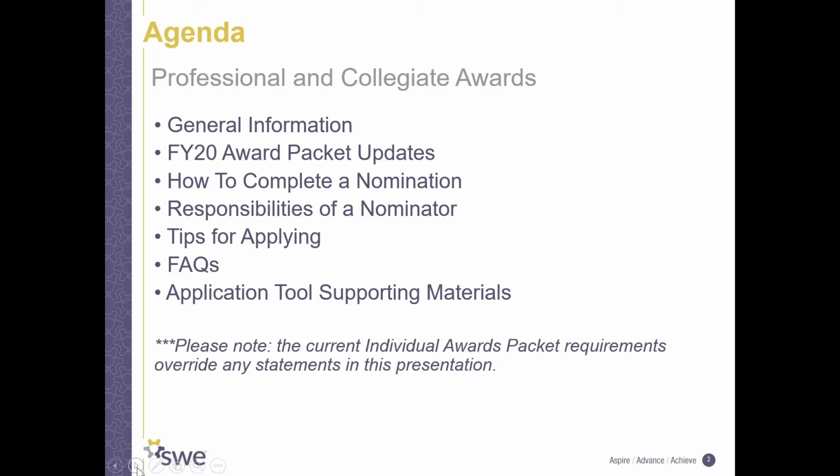We're going to talk about some general information for collegiate and professional awards, some awards packet updates for FY20, how to complete a nomination, the responsibilities of a nominator, tips for applying, some frequently asked questions, and then we'll quickly go through some screenshots of the application tool. Please note that the current individual awards packet from the SWE website overrides any statements made in this presentation. In case we make any errors, the awards packet overrides any discrepancies there might be.